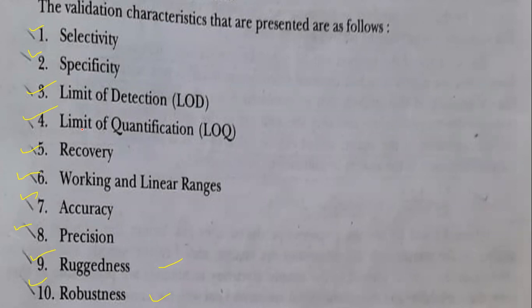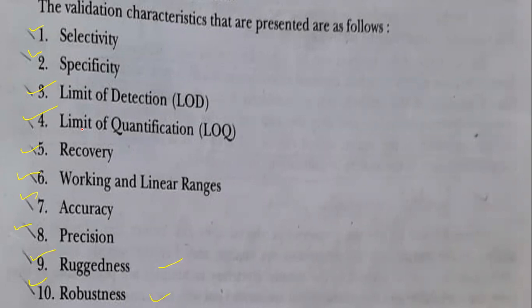So what characteristics are followed for the validation of the method? Selectivity, specificity, limit of detection and limit of quantification are considered for method validation. These are the characteristics we follow for the verification or validation of the method. Then recovery of the method, working and linear ranges, accuracy, precision, ruggedness, and robustness. Ruggedness means toughness; robustness means that the method works in a proper way even in different situations.